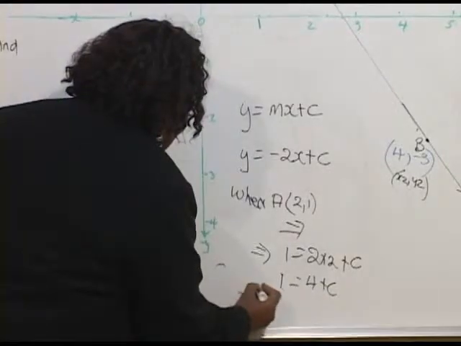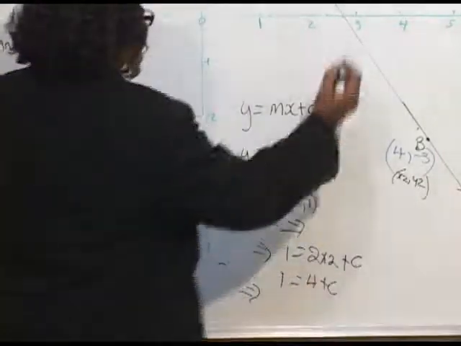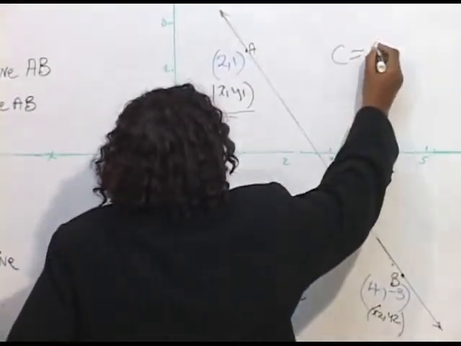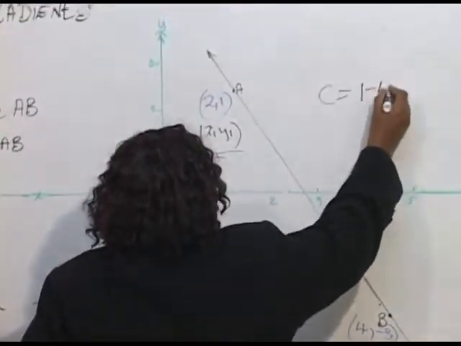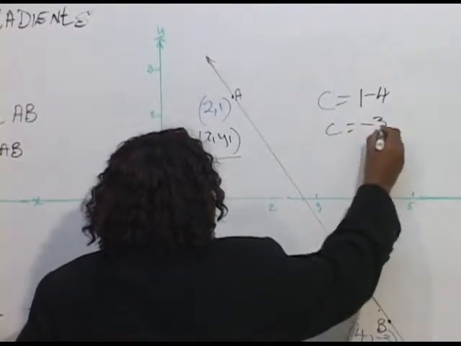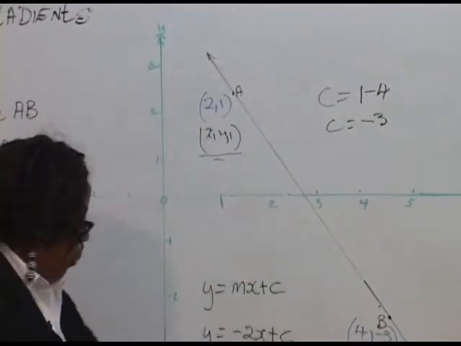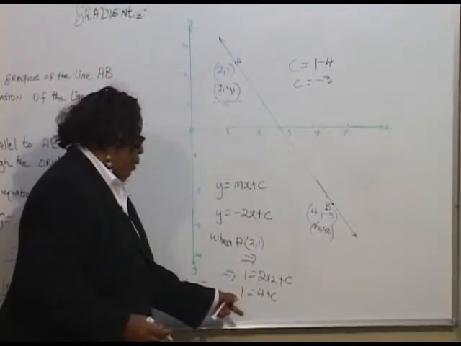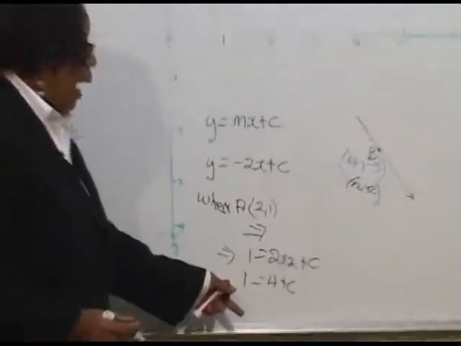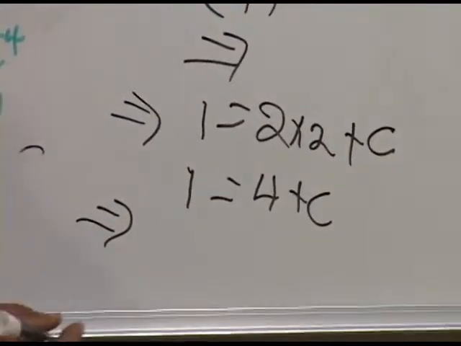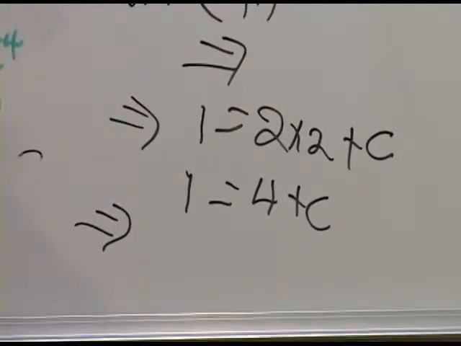And we can say immediately that c would be equal to 1 minus 4. So c is equal to negative 3. Where did that minus 4 come from? Remember, we had 4 on the other side, and we're crossing an equal sign. So it comes over as negative 4. That is right. So we have c is equal to 1 minus 4.